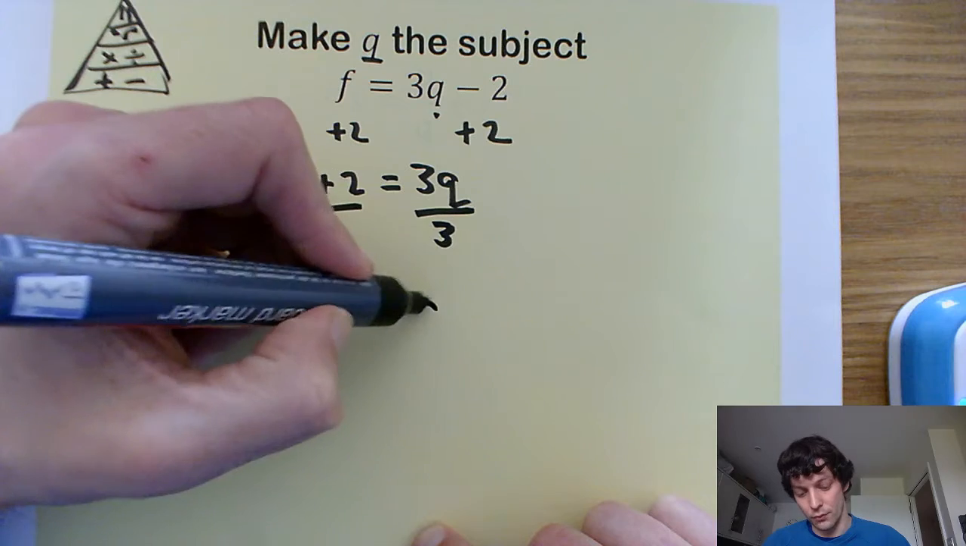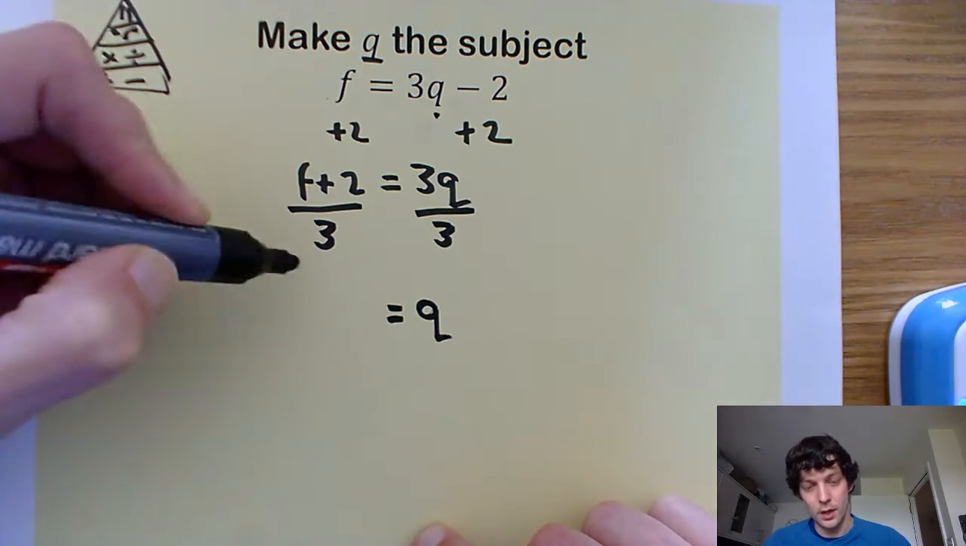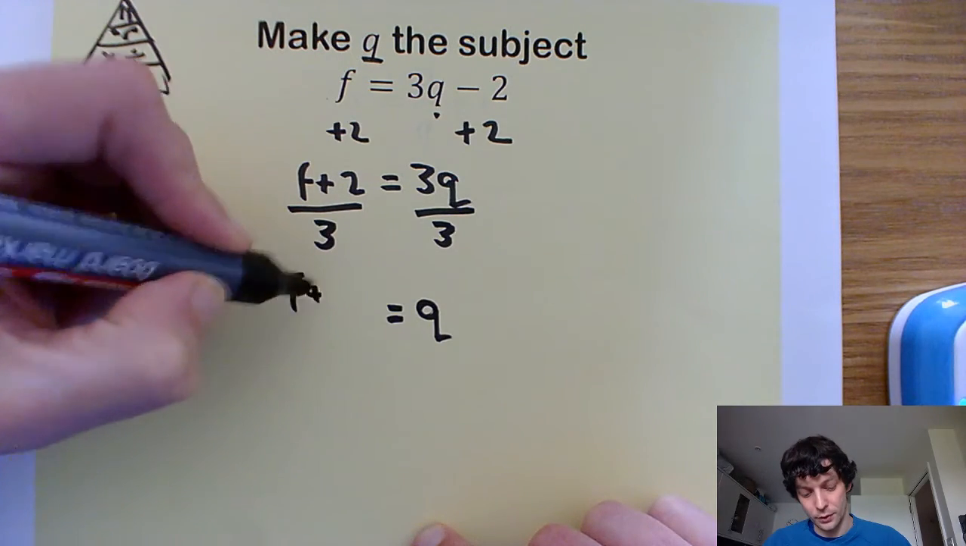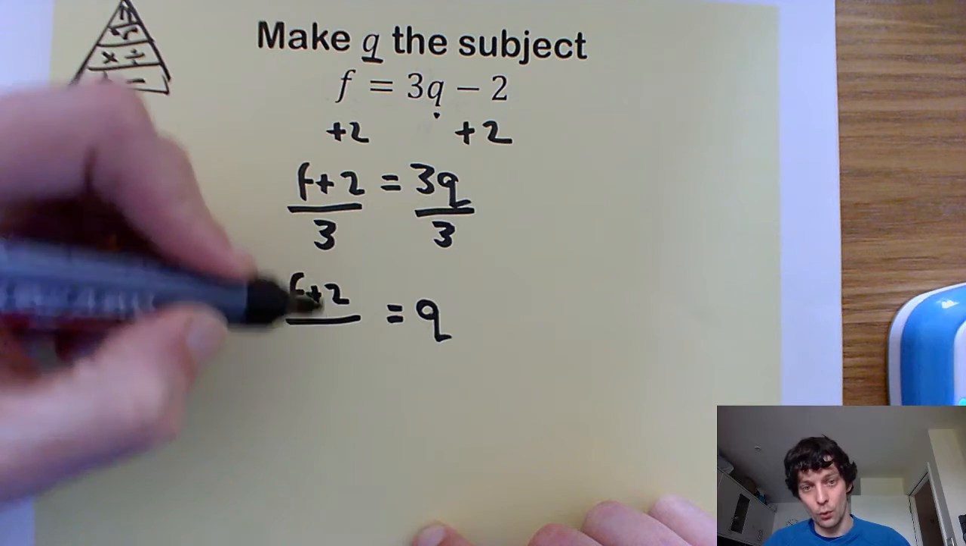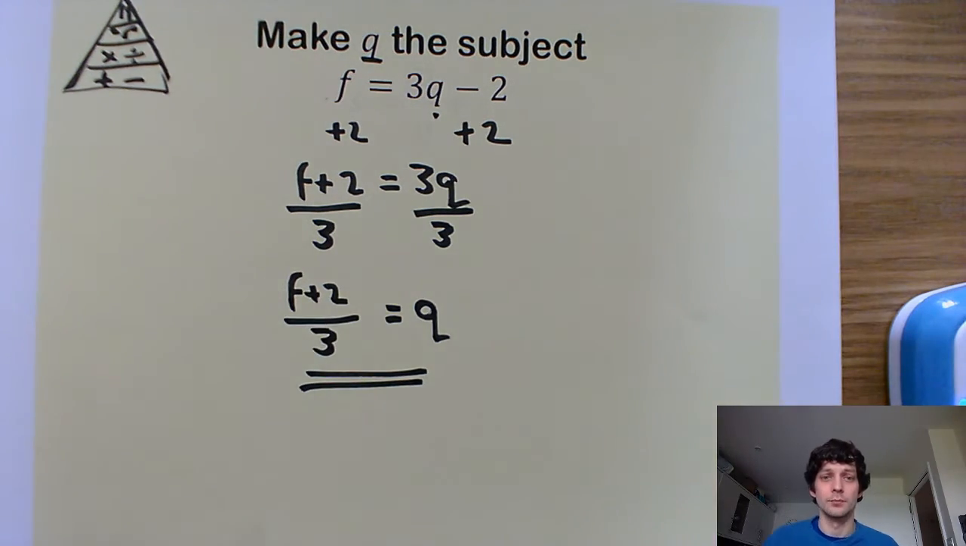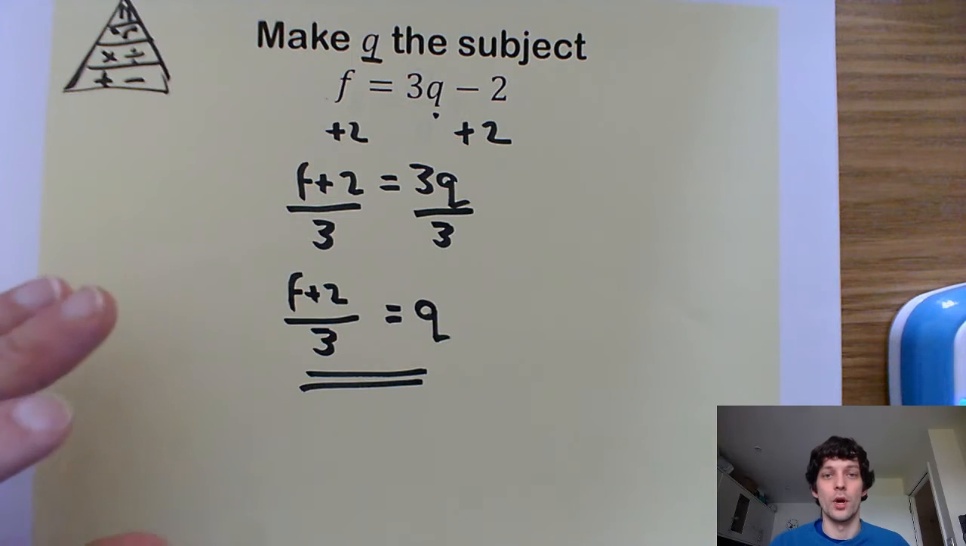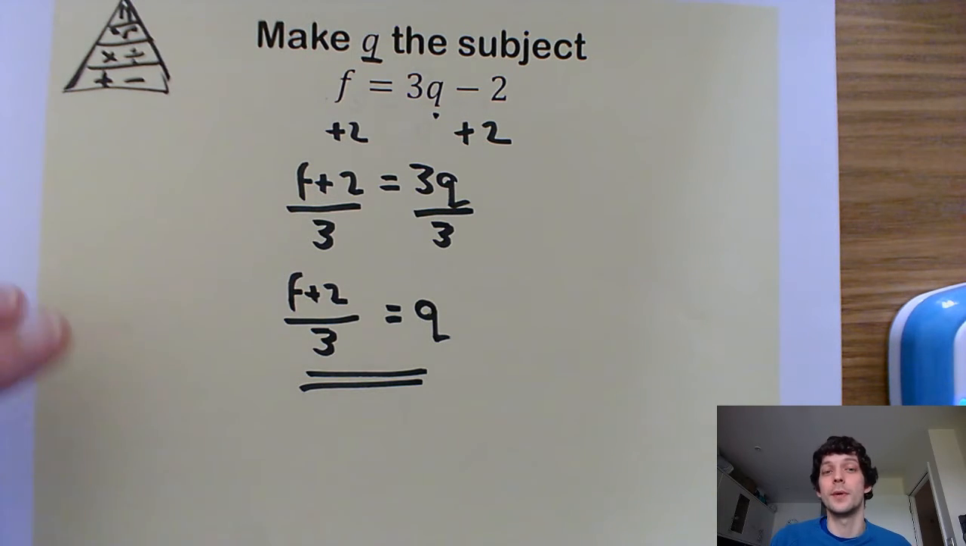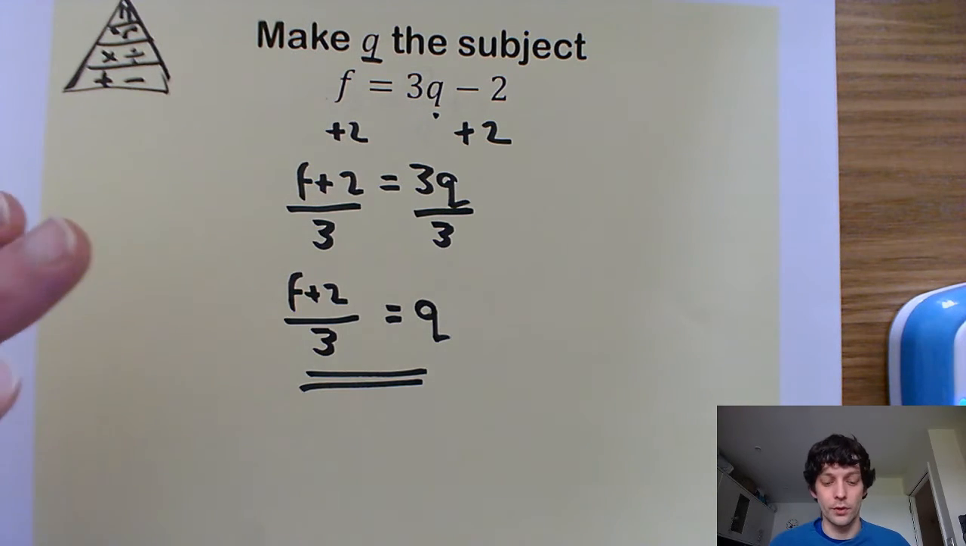3Q divided by 3 is Q. On this side, I've got F plus 2, and that is all being divided by 3. And I've made Q the subject. That's how we would rearrange that equation. Now that's quite a straightforward example, that shouldn't be too difficult for us.